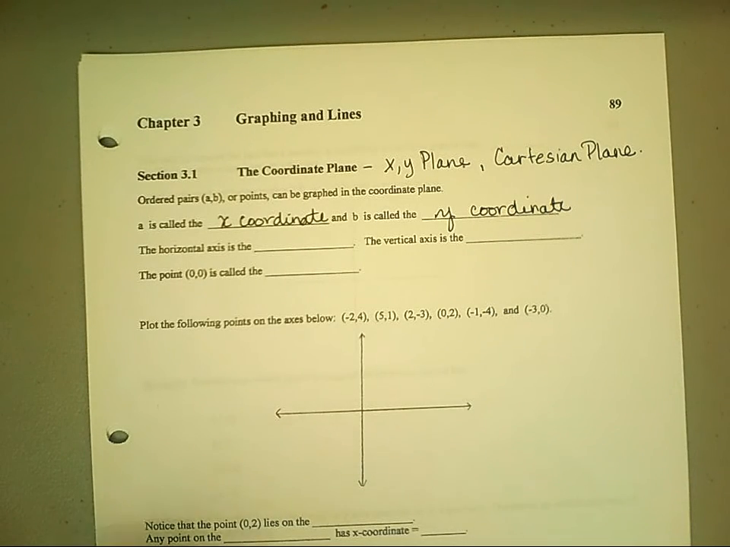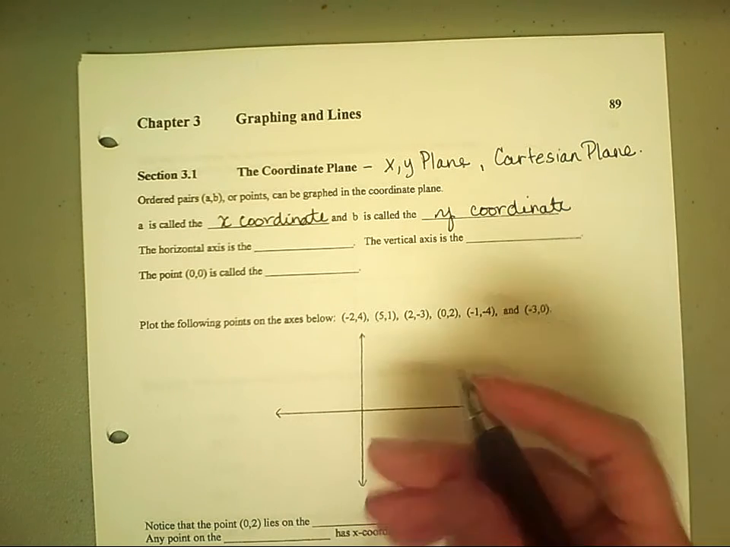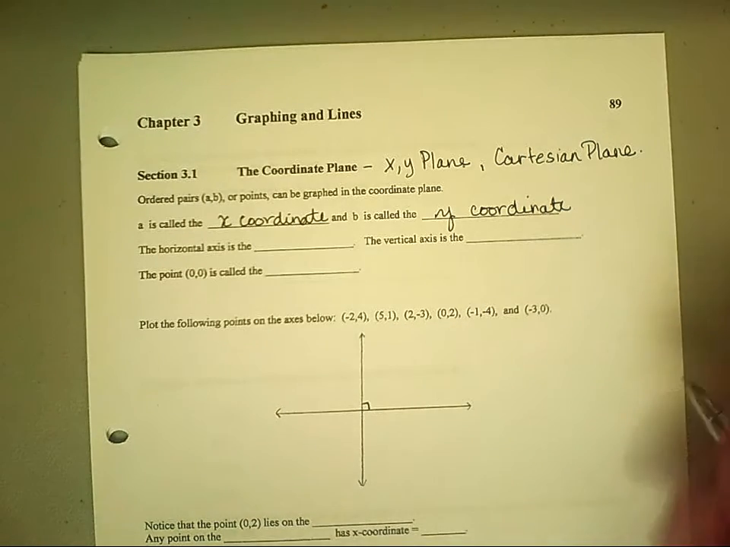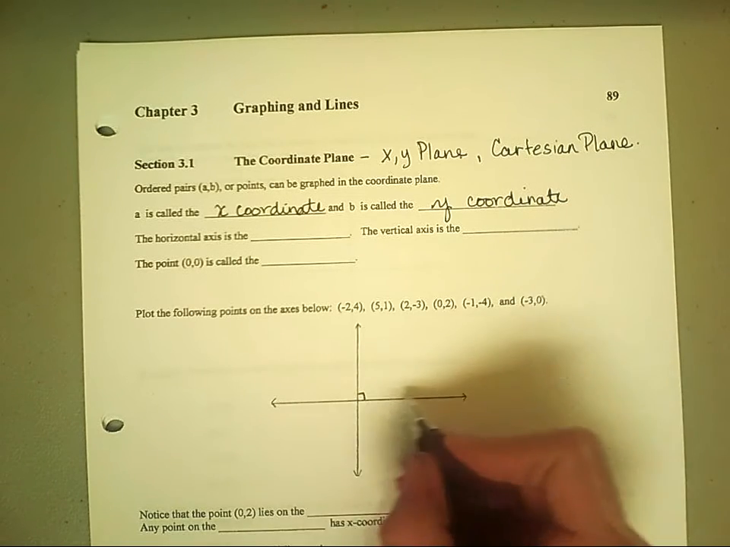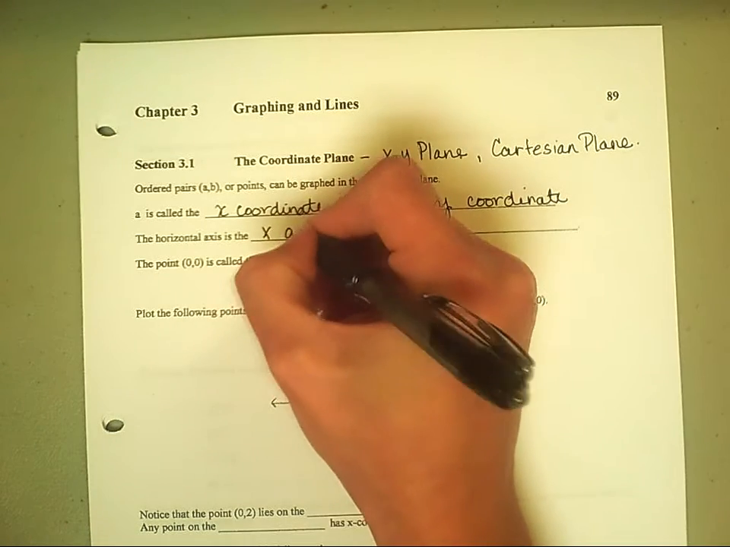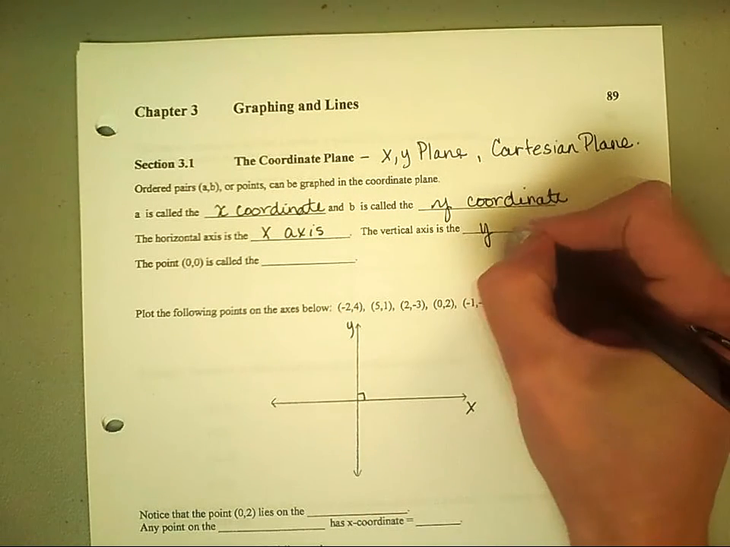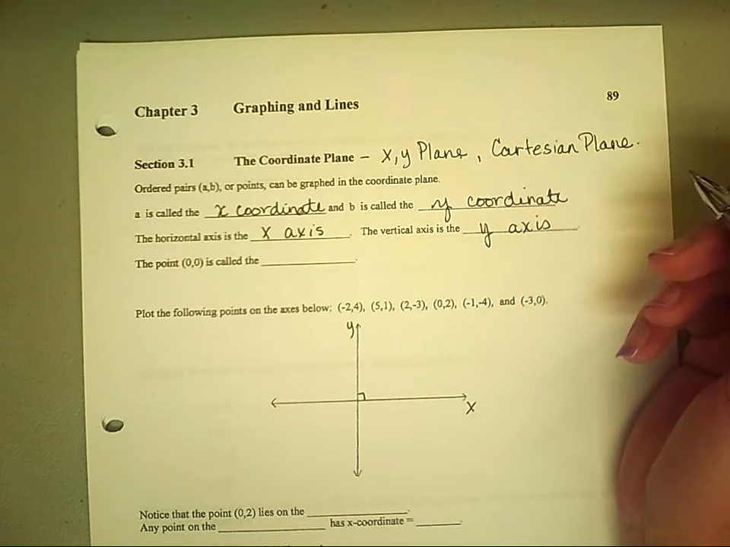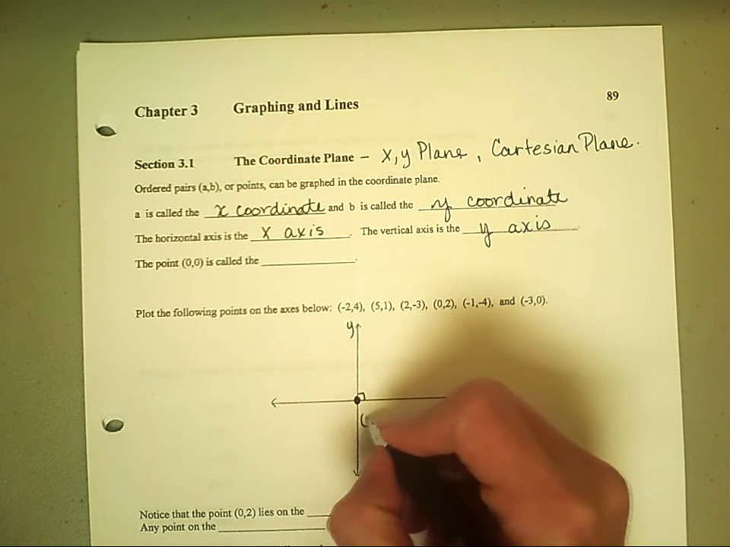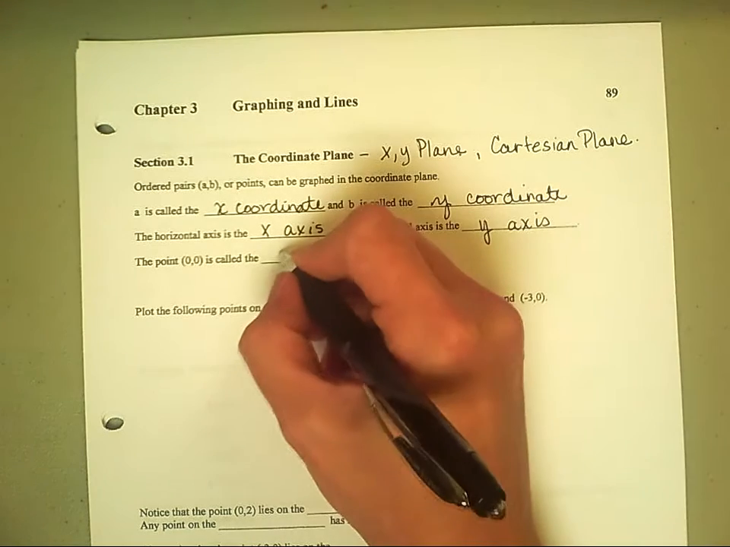Okay? So when you superimpose or place two straight lines at 90 degrees with each other, you've created a two-dimensional object. Okay? The horizontal axis is known as the x-axis, and the vertical axis is known as the y-axis. Where they meet is the point 0, 0. I'll explain this in a moment. And this is called the origin.